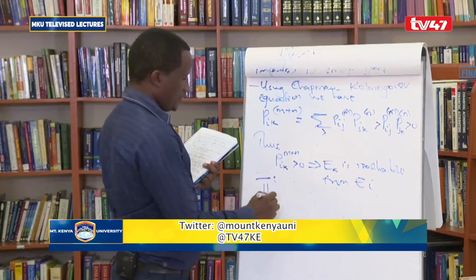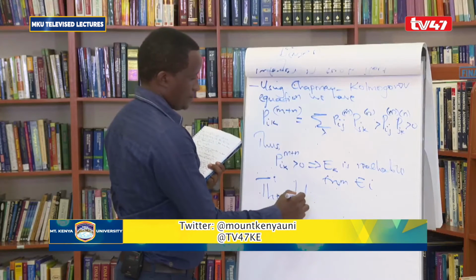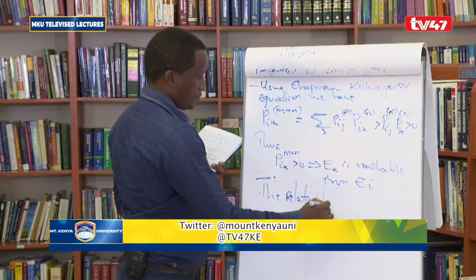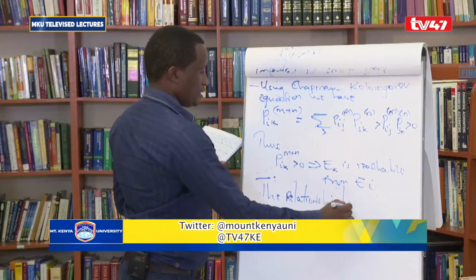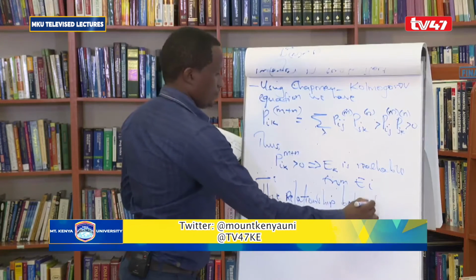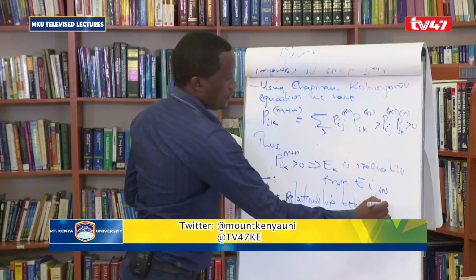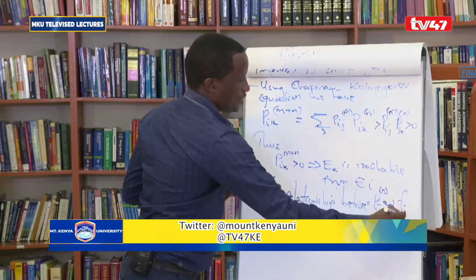Look at the relationship between p_ij^(n) and f_ij^(n).